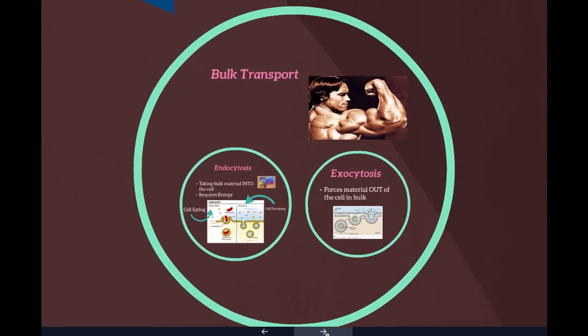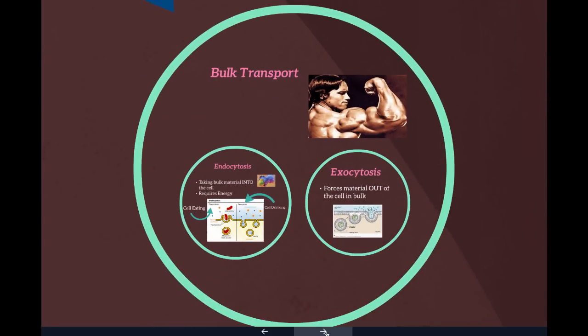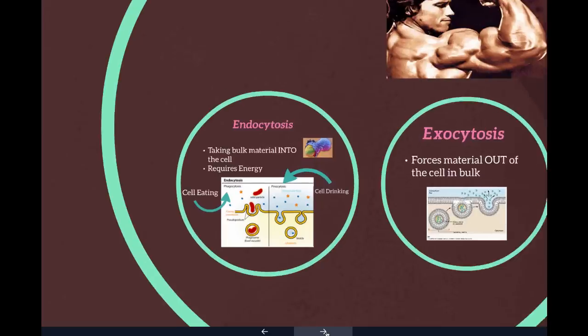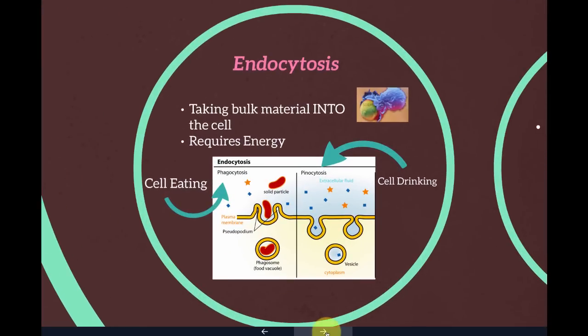Bulk transport is just what it implies. We're moving things in bulk. Think about when you go to Costco or to Sam's, you buy things in bulk, so in larger quantities. And we can divide this into two main types. One of them is called endocytosis. There's two types. Phagocytosis, which is right here, is the cell eating. Pinocytosis is cell drinking. And so we will move items into the cell, either solid or fluid in nature.